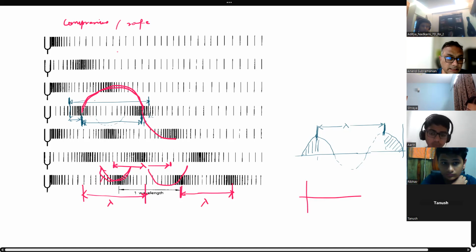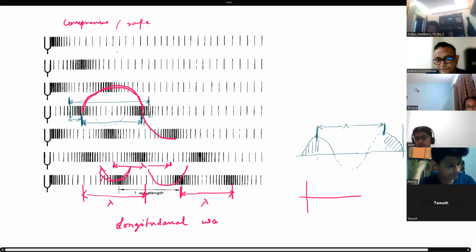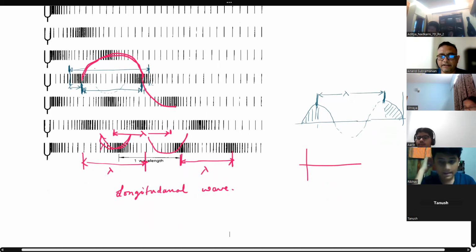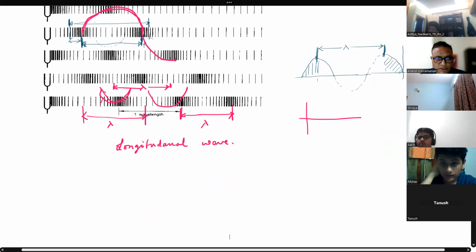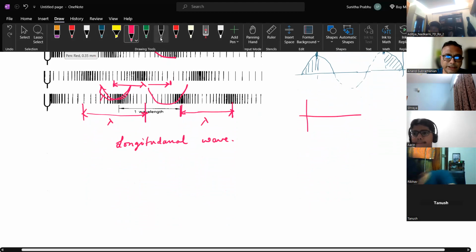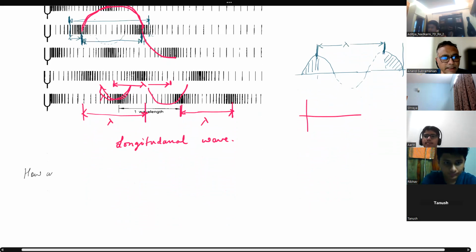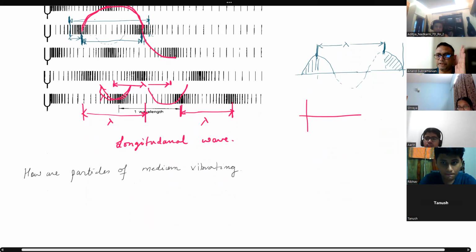Okay. In fact, this kind of wave is called a longitudinal wave. We will define what a longitudinal wave is. So, if you look at it now, we are talking about the vibration of particles. There are two things which you need to identify. First is, how are the particles of the medium vibrating? Along which direction? Can you tell this to me? How are the particles of the medium vibrating?